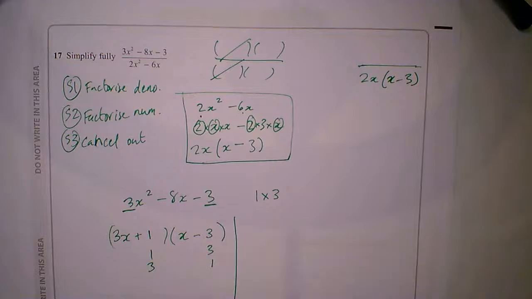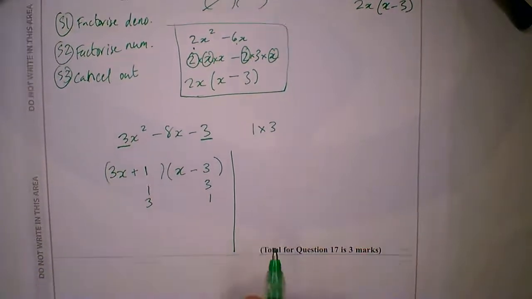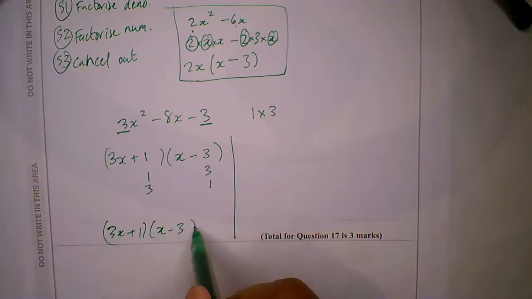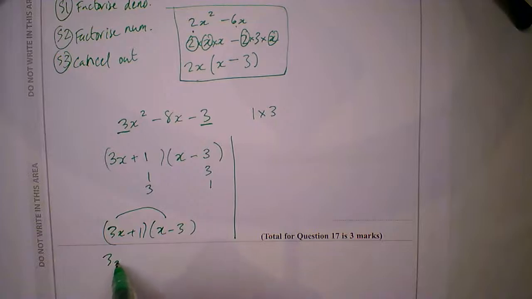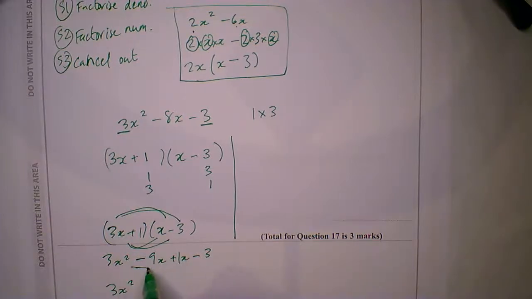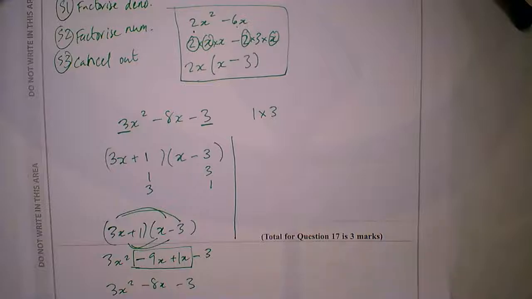Okay, now just to check if this works, I'm going to expand this. So this was a shortcut that I've done. There's plenty of space here at the bottom, so I'm going to expand 3x plus 1, x minus 3. This is 3x squared. 3 times 3 is 9, so minus 9x. 1 times x is plus 1x. Plus and a minus make a minus. 1 times 3 is 3. So this simplifies to 3x squared, minus 9 plus 1 is minus 8x, minus 3. So you can see that matches that. So this is a shortcut that I've done.